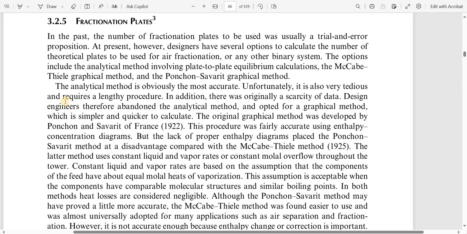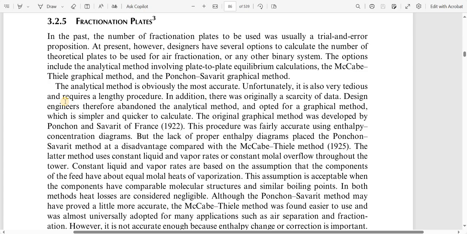at a disadvantage compared with the McCabe-Thiele method of 1925. The latter method uses constant liquid and vapor rates, or constant molar overflow, throughout the tower.